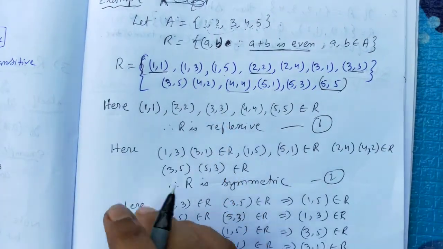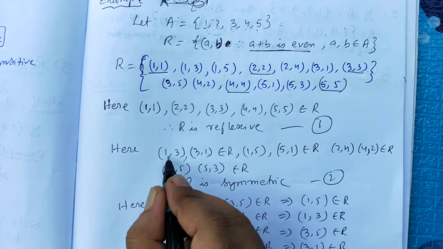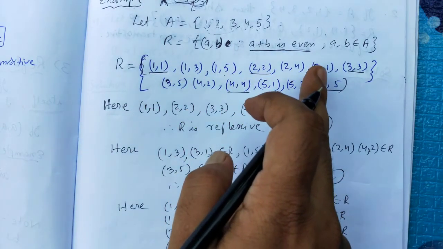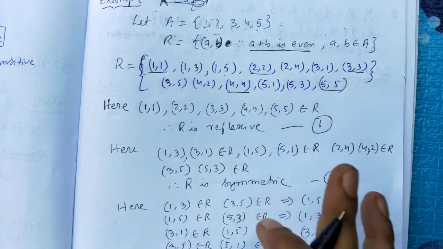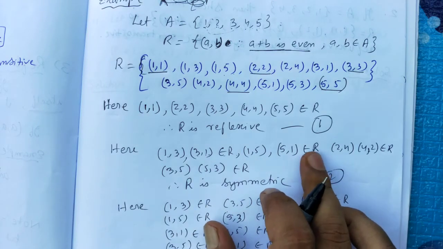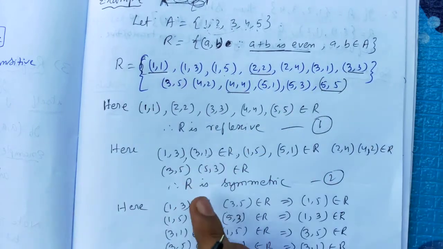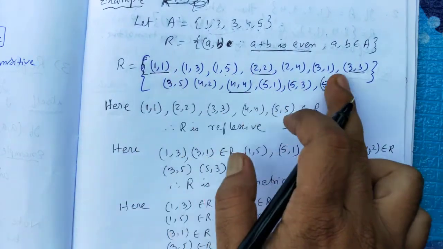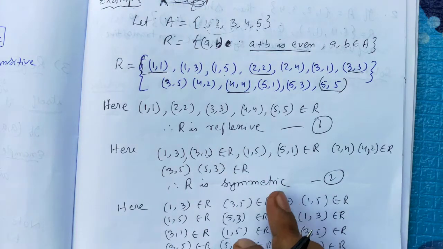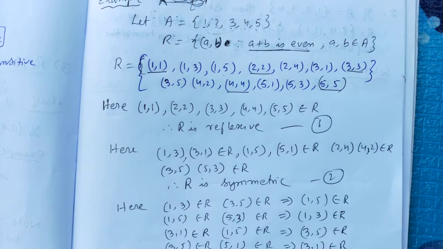Now let us see the condition of symmetric. For symmetric, what we see is, if (1,3) is there, (3,1) also must be there in R. So (1,3) and (3,1) are also there in R. See, (1,3) is there, and the opposite (3,1) is also present in R. That means it is symmetric. So each element must be like that. So (1,5), (5,1) is there, (2,4), (4,2) is there in this set, (3,5), (5,3) is there in this set. That means we can say R is symmetric. If the ordered pair is reversed and it is present here, that means it is symmetric. Okay.